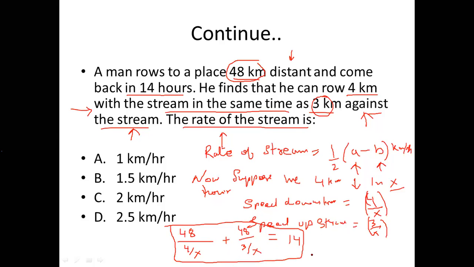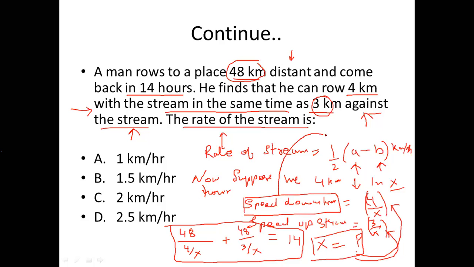If we solve this equation, how much will we get? So we are going to find the value of X first of all. Once we get the value of X, then we will substitute the value of X in upstream and downstream. And once we get the upstream and downstream, we simply substitute the value in the formula, here, this one, A and B. So after that we will get the rate of the stream. Yes, solve it.